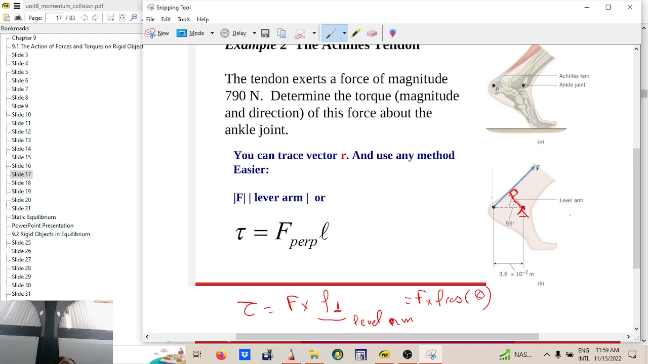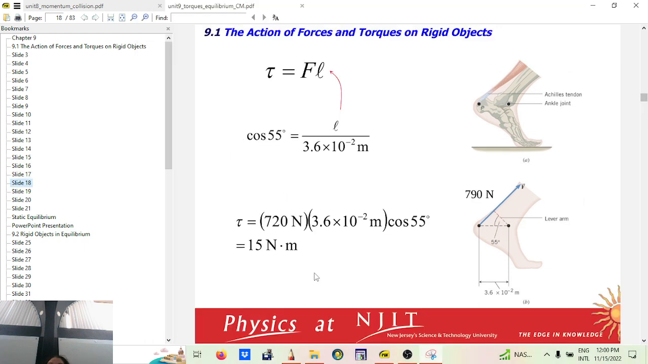Is that clear? So you have three ways to do it. You can use the definition of a cross product. You can find the perpendicular component and multiply by the distance, or you take the force and multiply by the lever arm. You get the same thing. You get that? What is the direction of the force?